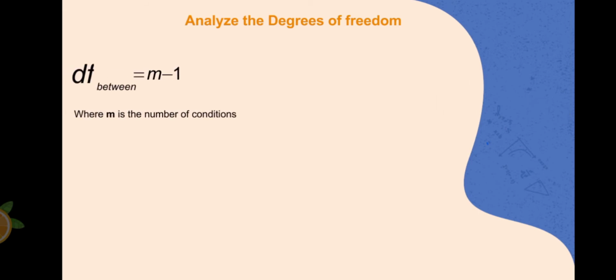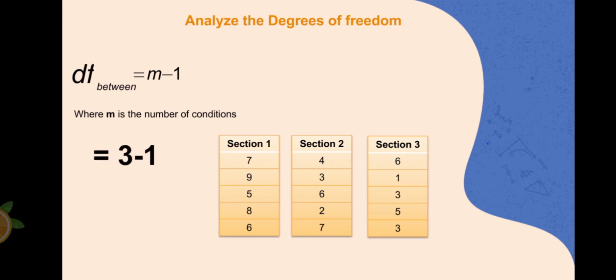Okay, so the first thing that we have to calculate is the degrees of freedom. This is the formula of the degrees of freedom between: m minus 1, where m is the number of conditions. So how many conditions do we have? We have 3. We have section 1, section 2, and section 3. So 3 minus 1 is equal to 2. So that's our degrees of freedom between.